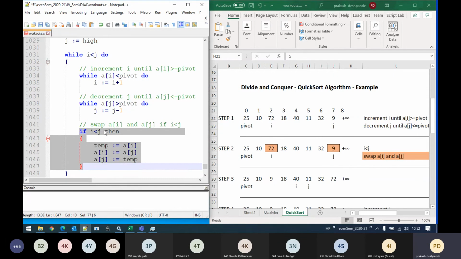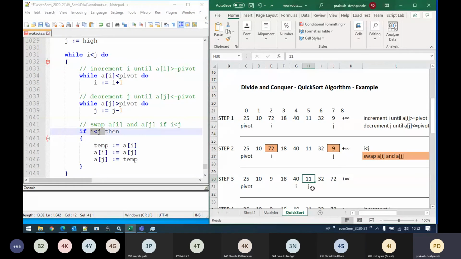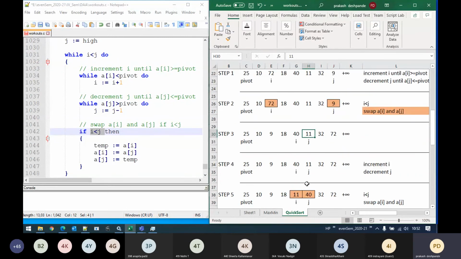Is i less than j? Is this condition true? Yes, 4 is less than 5, the condition is true. What has to be done? Swap the element at the ith position and the element at the jth position. So these two will get swapped, and after that we get 11 and 40. Understood, students?